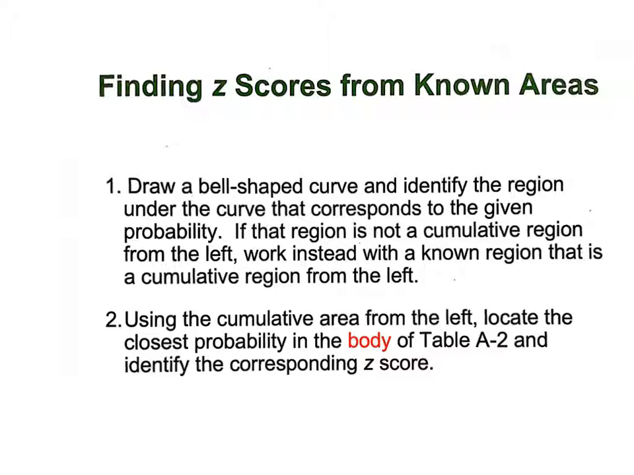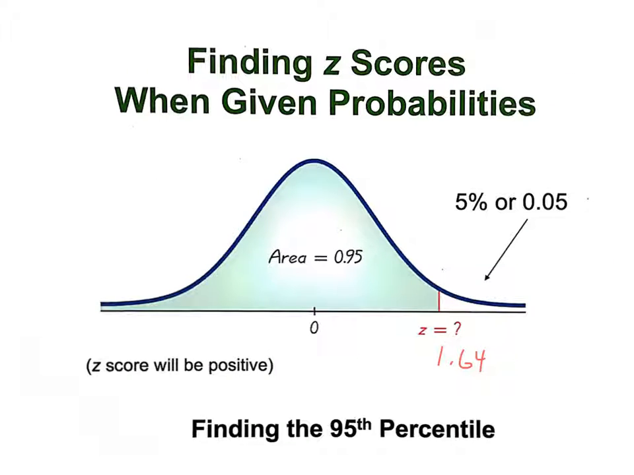Okay, now we're going to go backwards, finding z-scores from known areas. First thing we're going to do is draw a bell-shaped curve and identify the region that we need. If it's not a region to the left, we're going to work instead with a known region that is cumulative to the left. We're going to work with the left anyway and kind of do 1 minus that. Number 2, using the cumulative area from the left, locate the closest probability. So we're going to use that table again to find as close a probability as we can to get the z-score. Let me show you an example real quick.